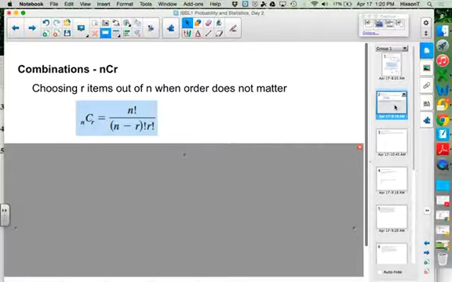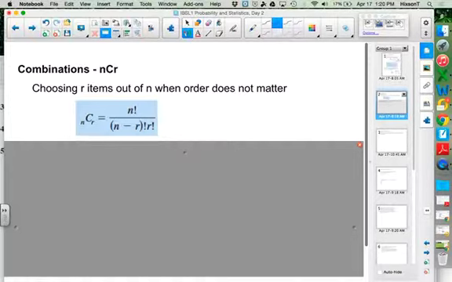The order of our elements doesn't matter when we're doing a combination. So notice the formula. We have n choose r equals n factorial over n minus r factorial times r factorial. Now you were given this formula earlier in the year when we did sequences and series and the binomial theorem, because we used combinations to get our binomial coefficients. But I want to make sure we understand this at this point.